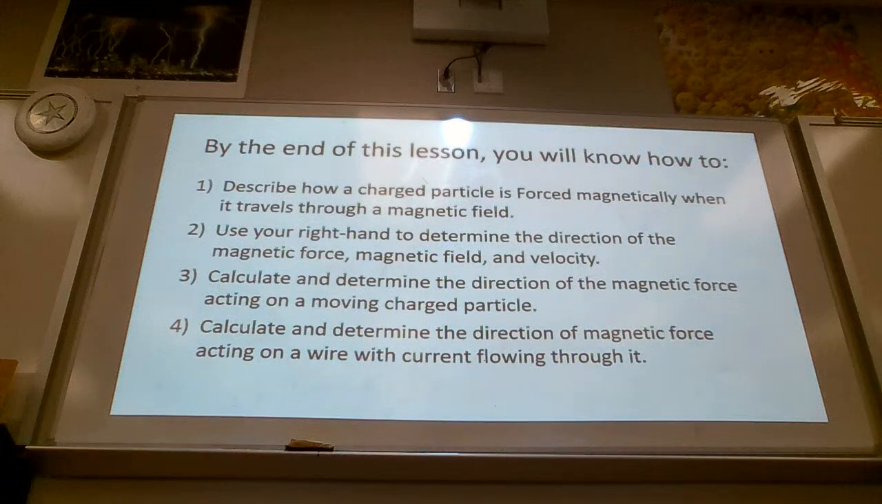Today, by the end of the lesson, you'll be able to describe how a charged particle is forced magnetically as it travels through a magnetic field. Use your right hand to determine the direction of magnetic force, magnetic field, and velocity. Calculate and determine the direction of magnetic force acting on a moving charged particle. And on Monday, we'll figure out how to calculate and determine the direction of magnetic force acting on a wire with current flowing through it.